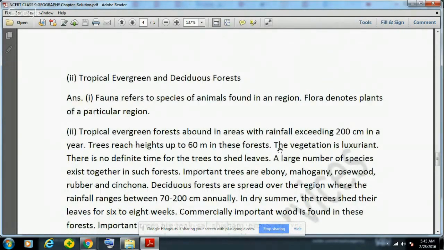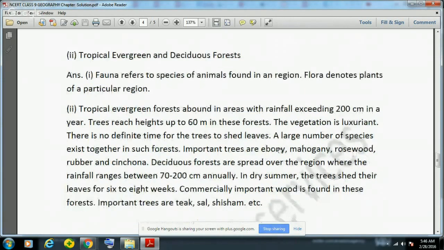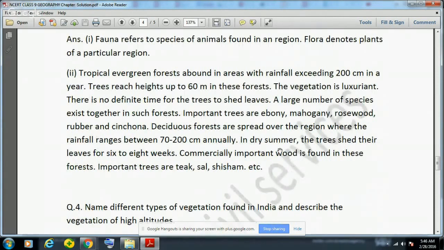Then tropical evergreen and deciduous forest. See, tropical evergreen forests are found in areas having rainfall greater than 200 centimeters in a year. For example, Western Ghats, Andaman Nicobar, Lakshadweep, some parts of Northeast India, upper parts of Assam and Meghalaya. Here trees can reach heights up to 60 meters. Vegetation is luxuriant and there is no definite time for the trees to shed leaves, and a large number of species exist together in such forests. Important trees are ebony, mahogany, rosewood, rubber, and cinchona.